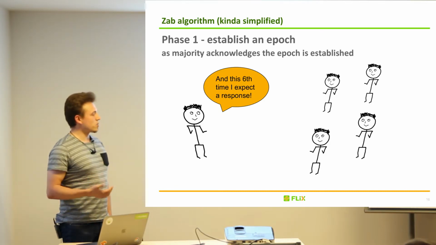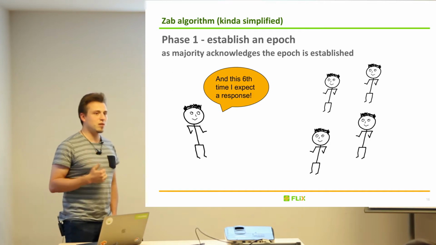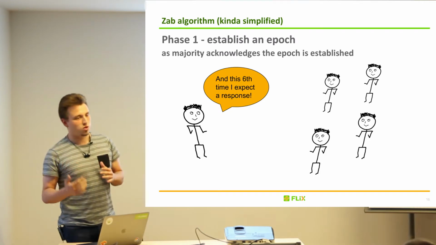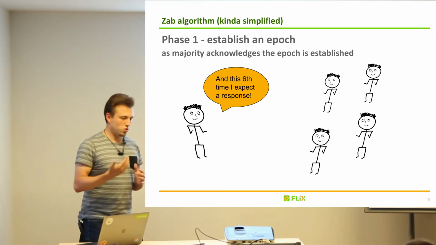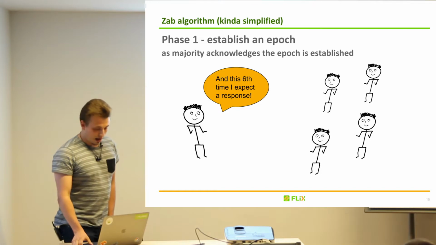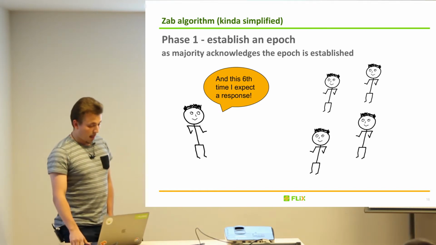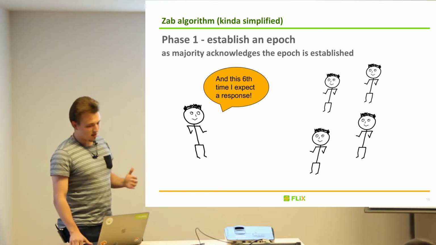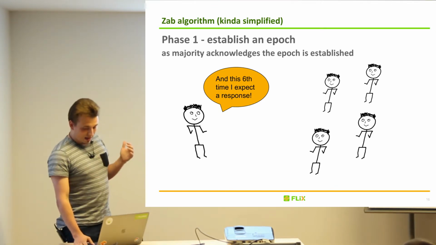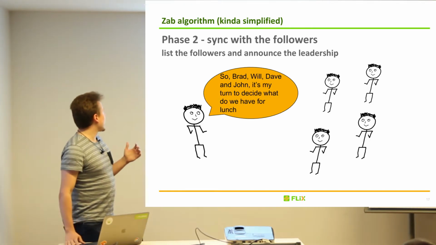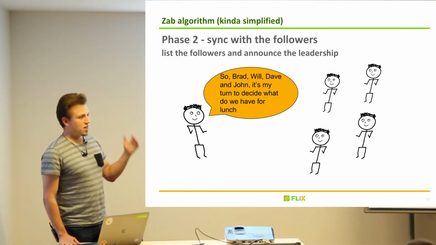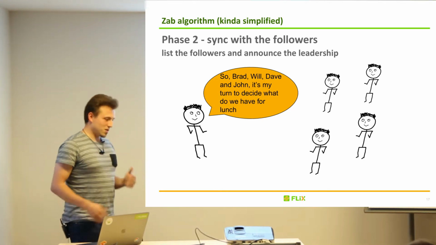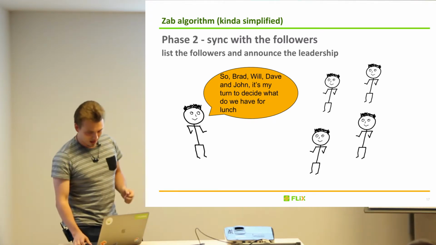He tells everyone who is registered, and actually I skipped this part, so initially there's registration for the followers that they are there and they want to participate in the consensus epoch. So he tells them that this epoch has started, he is a leader, and then he lists all the followers he is aware of, and he announces that, well, he's a chosen leader, right?